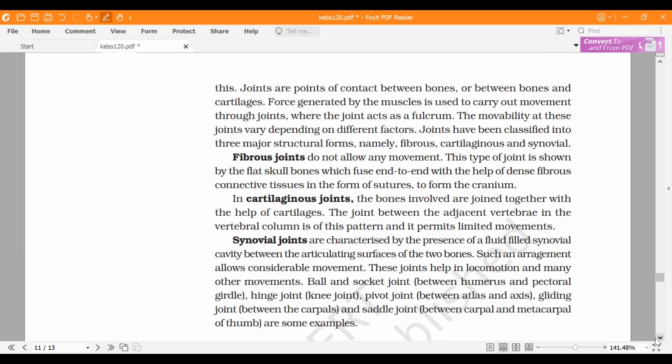So from this chapter, the most important part is the joints, and then the H zone, A zone, I zone, all of these things. Apart from that, you should also know about the different diseases which they have given. I mean, they usually ask two questions from this chapter if they need to ask them.